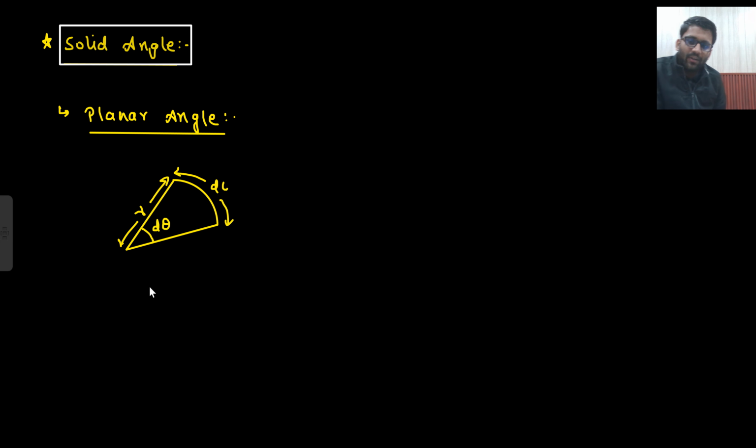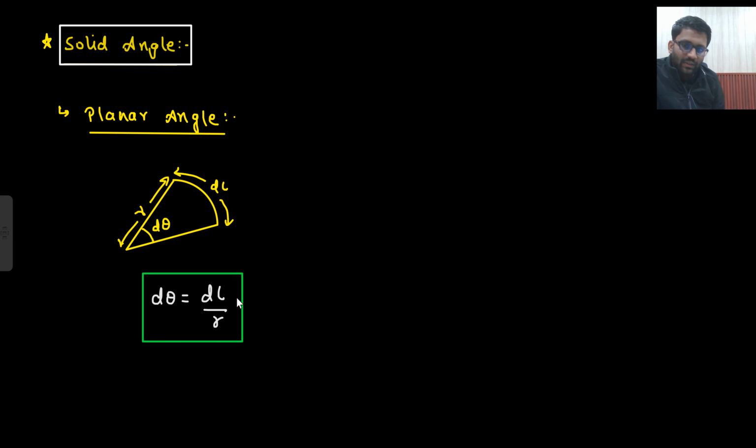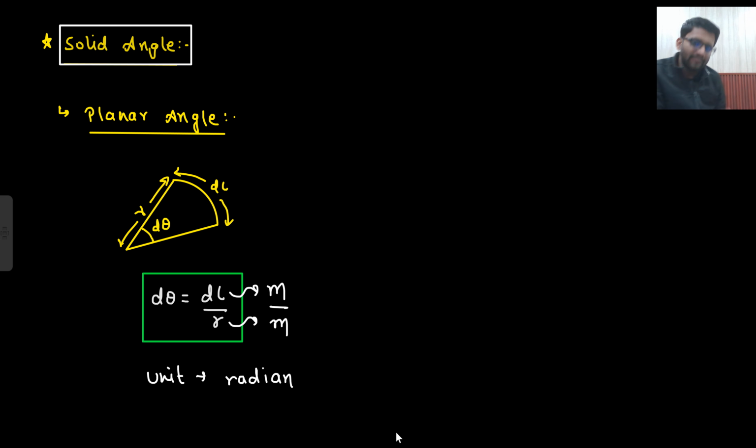So first let's write down about planar angle. So what is this d theta? d theta is equal to arc by radius. So dl by r, right? So this is also a length, meter. This is also a length, meter. So meter by meter, so it is unitless. But what is the unit of planar angle? Radian, right? The unit of planar angle is radian. So planar angle we already know.